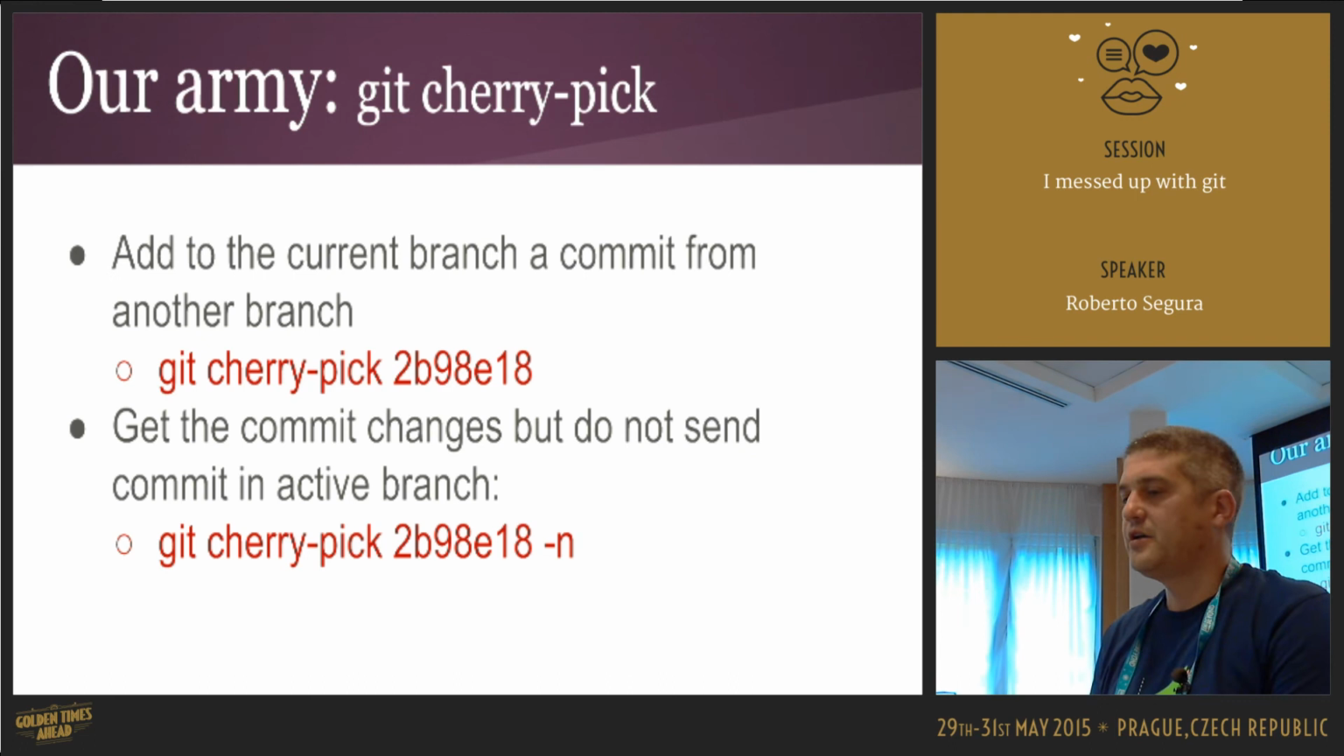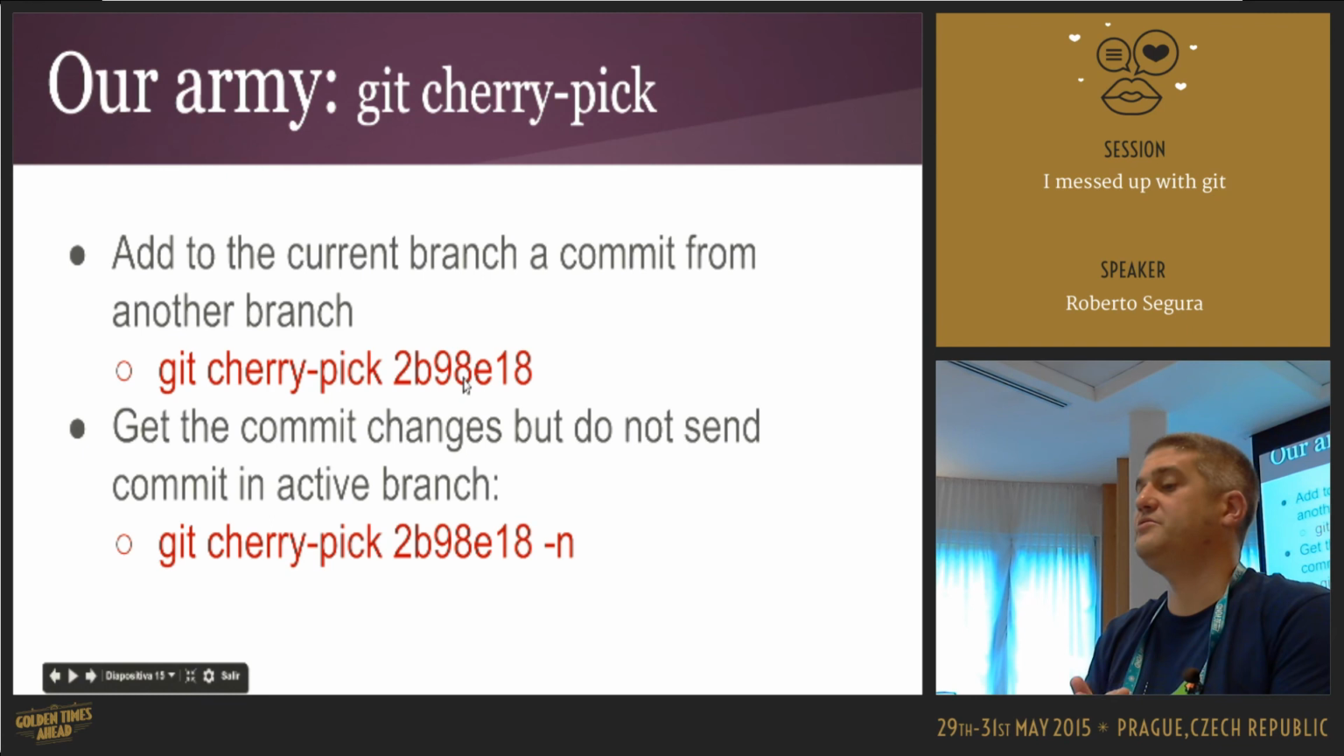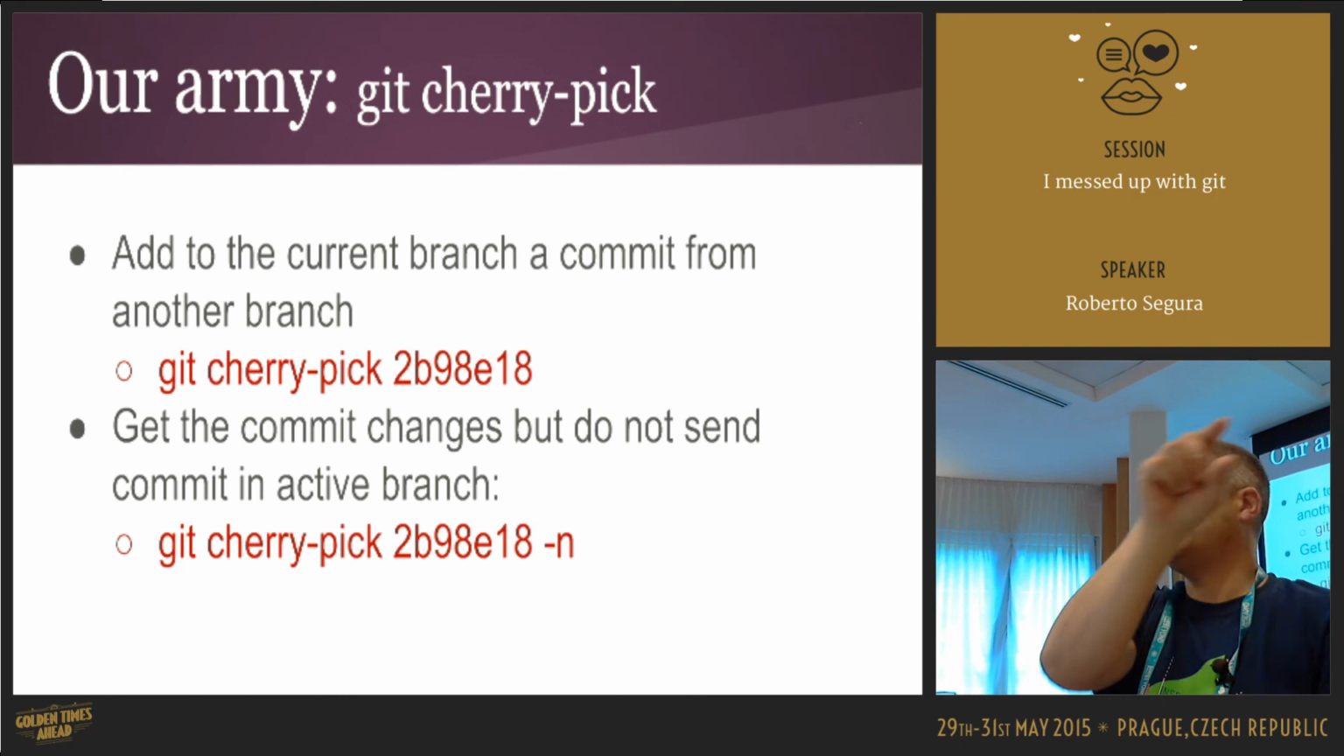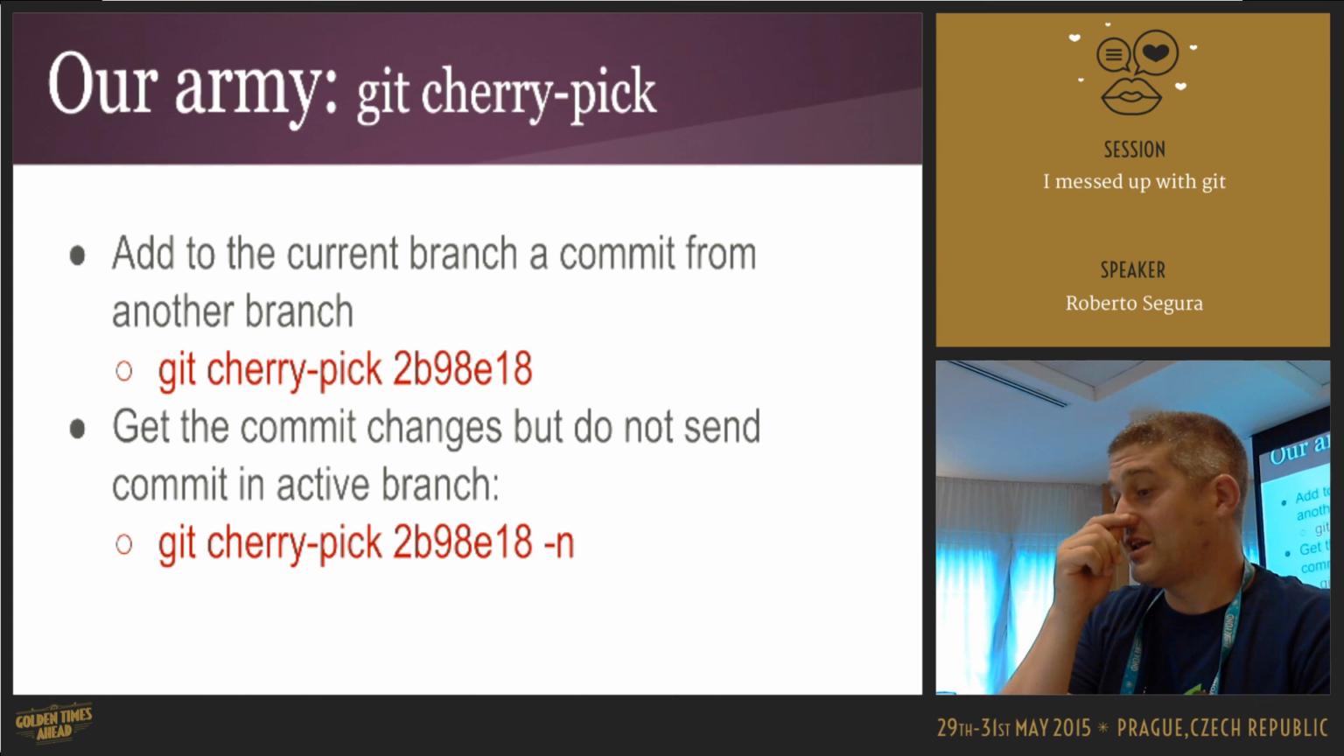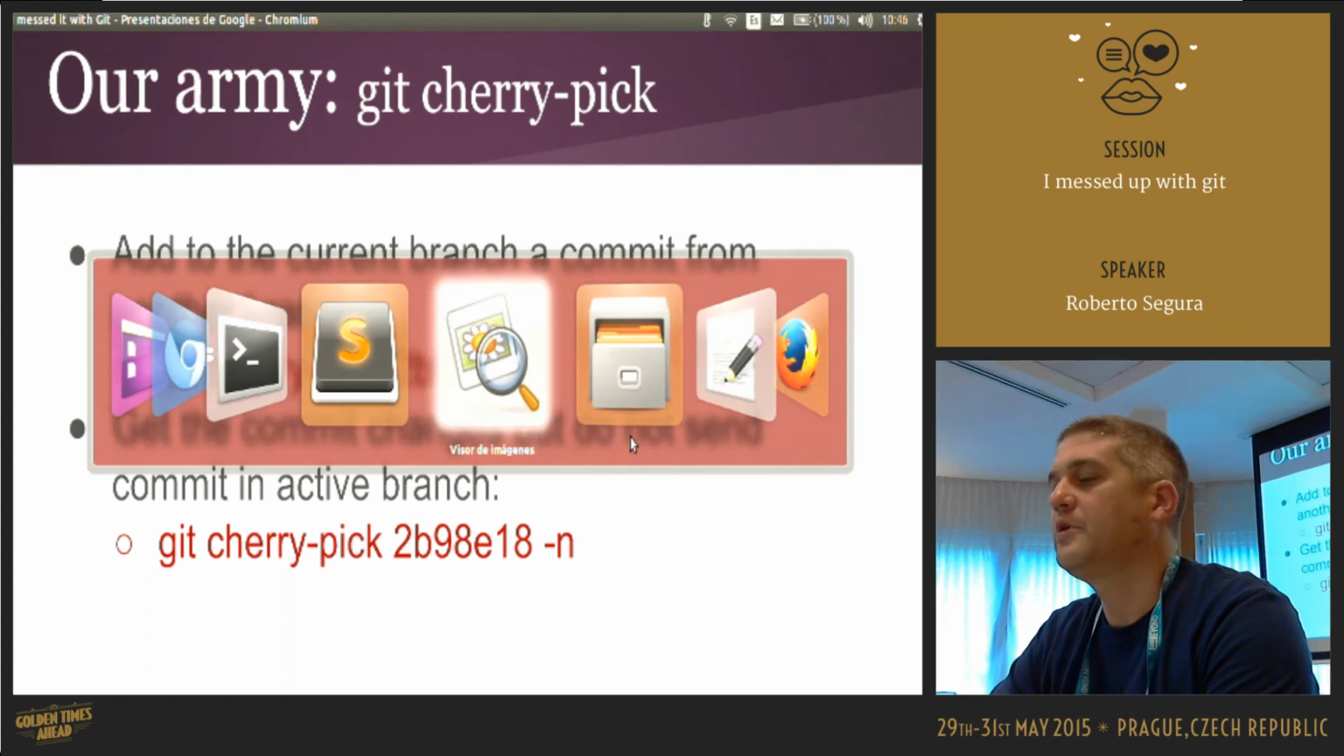But if you have all your changes in a commit, what git cherry pick does is get exactly that commit and put it in your branch. You will put it on top, and you will see the exact same commit message on top of your branch. You can also get the changes of that commit, but not create a commit in your local branch. I will try to do it.